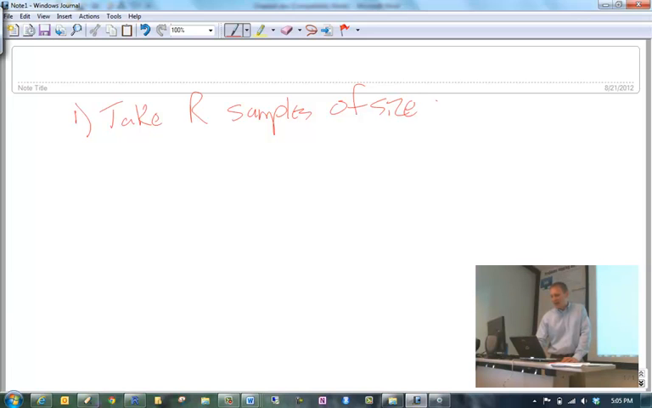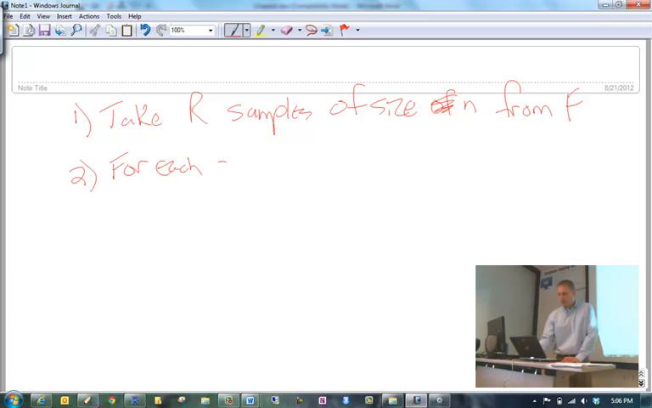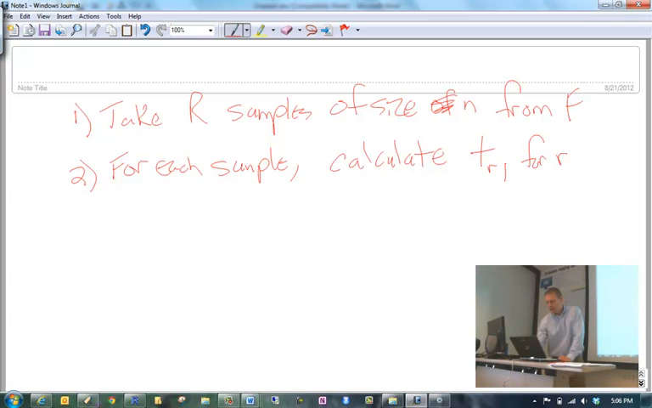Take capital R samples of size n from whatever F is. So you get sample 1, size maybe 10. Sample 2, size 10. Sample 3, size 10. And then, for each sample, calculate t. How about if I call it t sub r? So for little r equal 1 to capital R. And then simply summarize.